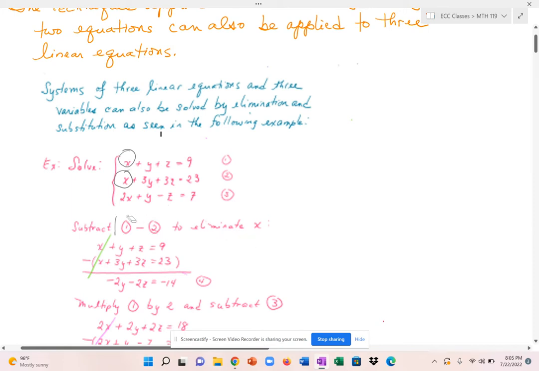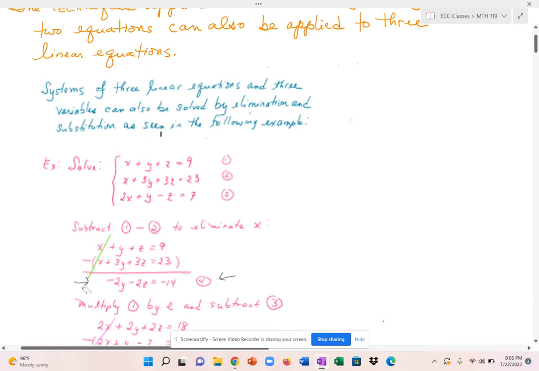So I wrote equation 1 and 2 below, and when I subtract the second equation, that minus sign gets distributed across this. So my x's will cancel, my y's become minus negative 2y when you subtract. The z's become minus 2z, and 9 minus 23 is negative 14. I labeled this equation 4 so that we could easily discuss it later.